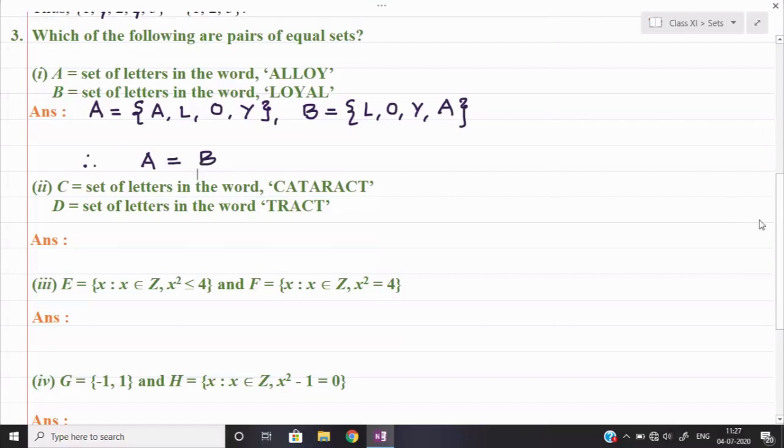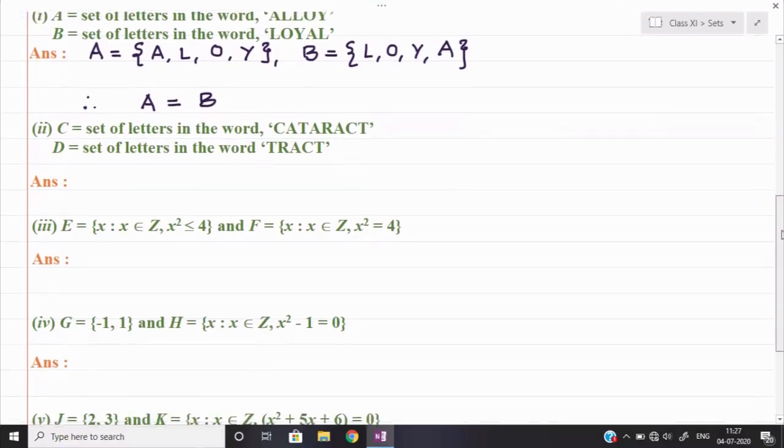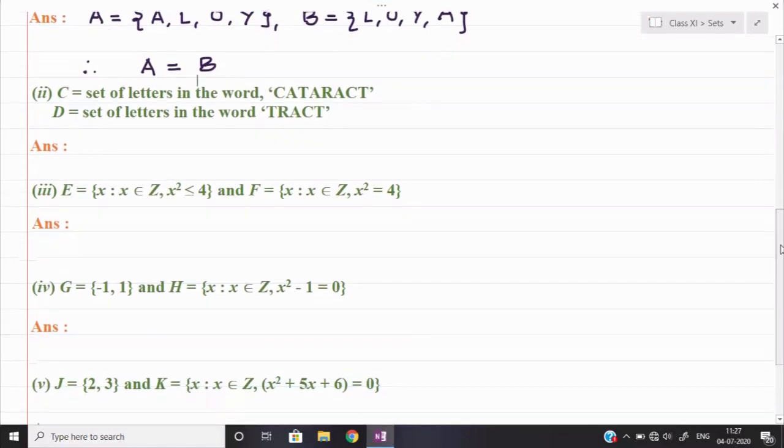Similarly, let us see the second part. In the second part, what have we been given? C is the set of letters in the word cataract and D is the set of letters in the word tract. Okay, so let me write down the elements of C first. That will be C, A, T, then leave it A, then R, then A we can leave it, already came. C we can leave it, it has come already. Okay, so C, A, T, R, these four elements will come, right?